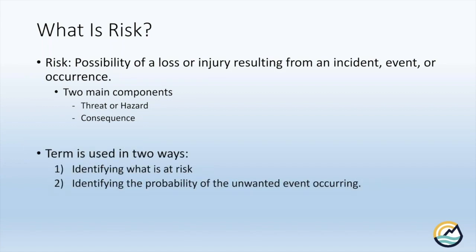When we say risk, though, it's generally used in one of two ways. It's either defining what is at risk, so saying, that house is at risk of flooding, or you can also say that area is at risk of flooding. Or it's identifying the probability of that unwanted event occurring. So for the NFIP, it's a 1% chance flood event or flood risk. That's generally how risk terms are used.